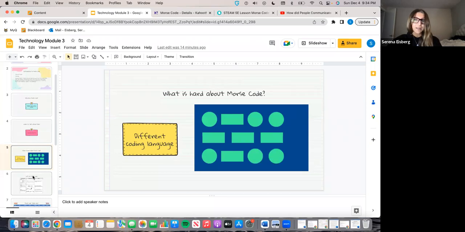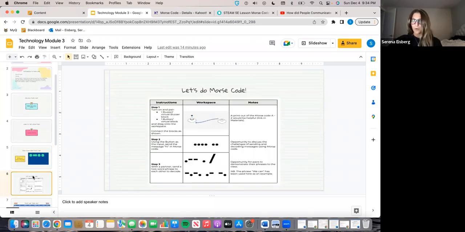My next slide, let's do Morse code. Here the students are working in pairs with the STEM lab kit, where we are allowing students to engage with our RGB LED, sending messages like hi in Morse code, or sending 2-word phrases for their partners to decode.